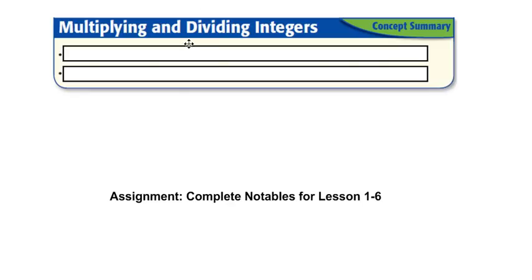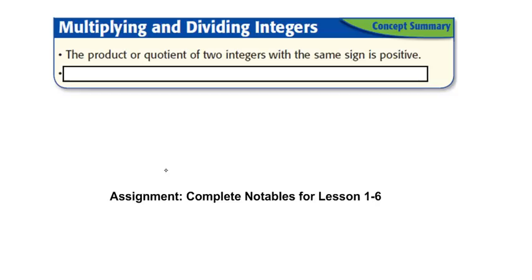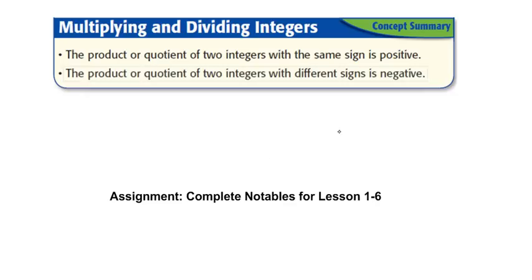So in summary, when multiplying and dividing integers, whenever we have the product, meaning multiply, or the quotient, meaning divide, of two integers with the same sign, the result is positive. So same signs are positive. Likewise, different signs are negative.